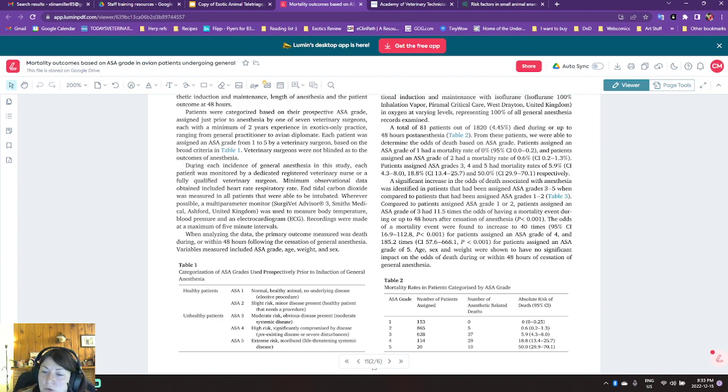So it'd be really interesting to know if there was a lower rate of death from the general practitioner compared to the avian specialist, because I certainly know a number of general practitioners that are excellent surgeons.